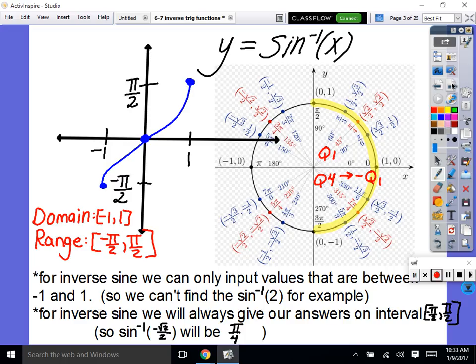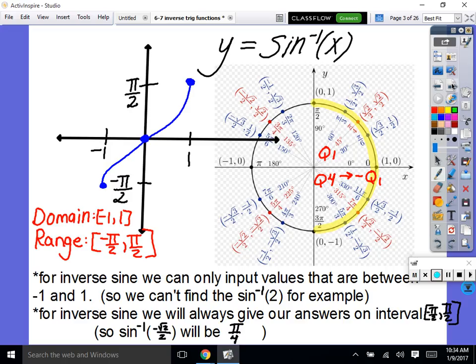So our domain for sine inverse is the domain of x values. Our domain is going to be from negative 1 up to 1 for sine inverse. And our range for sine inverse is going to be between negative pi halves and pi halves. Domain for sine inverse is between negative 1 and 1. That is the only thing we can plug in, numbers between negative 1 and 1. And range is all of our outputs, all of our answers, and they are going to be on an interval from negative pi halves to pi halves.